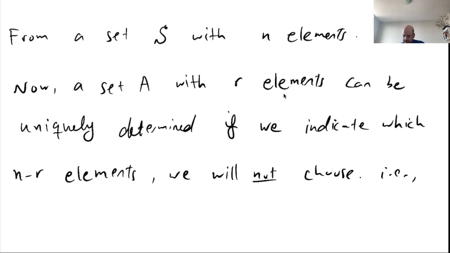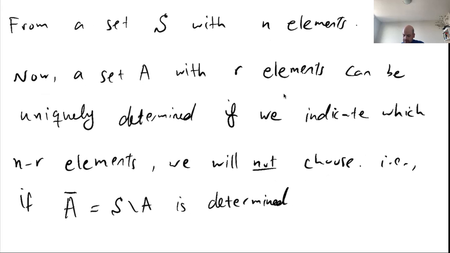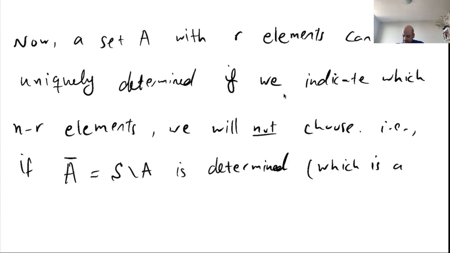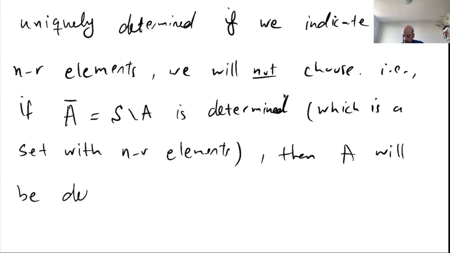In other words, if a complement, which is S minus A, is determined, which is a set with N minus R elements, then A will be determined.